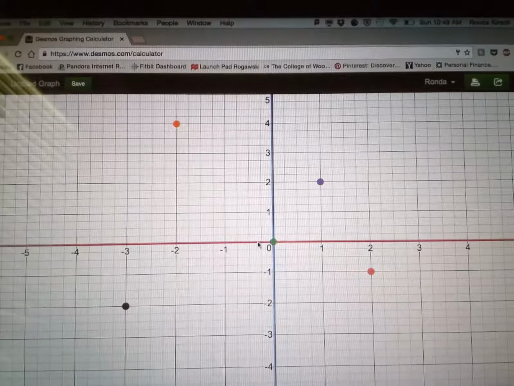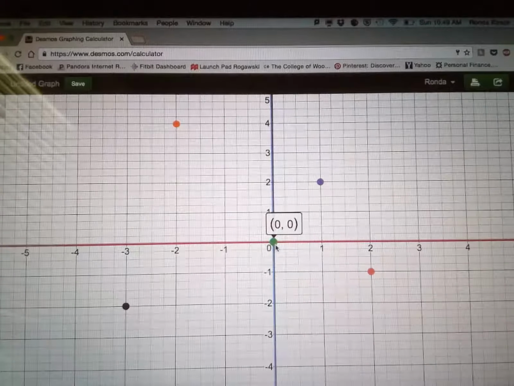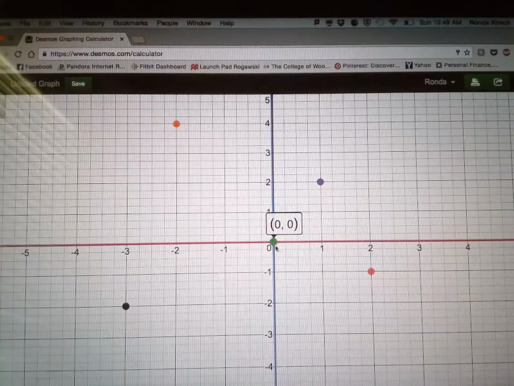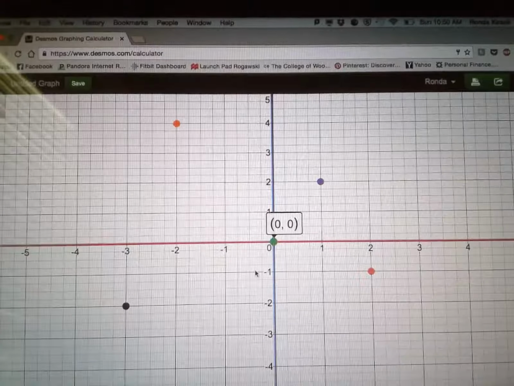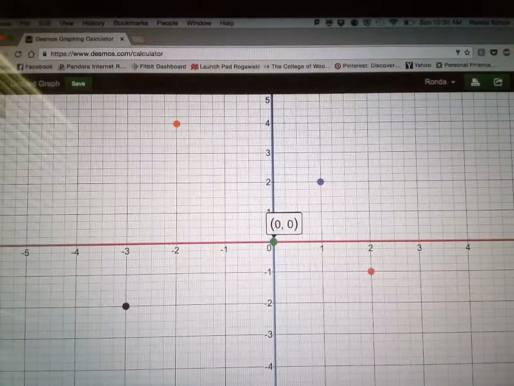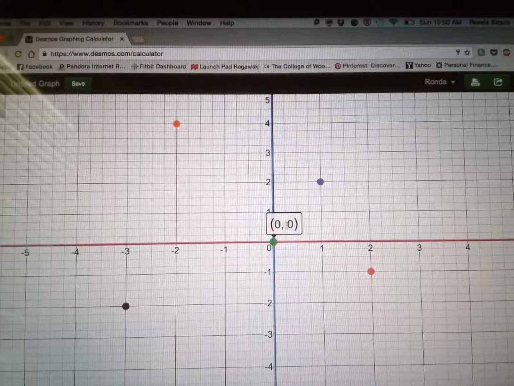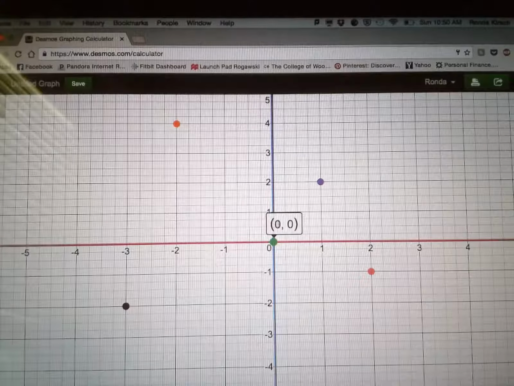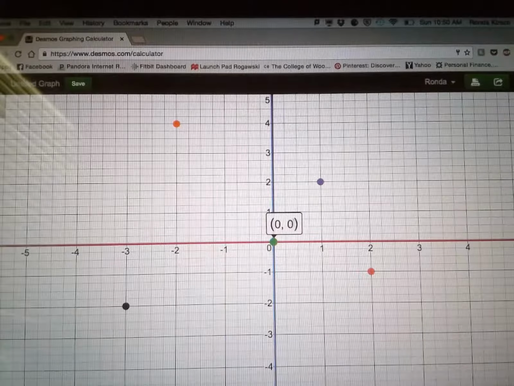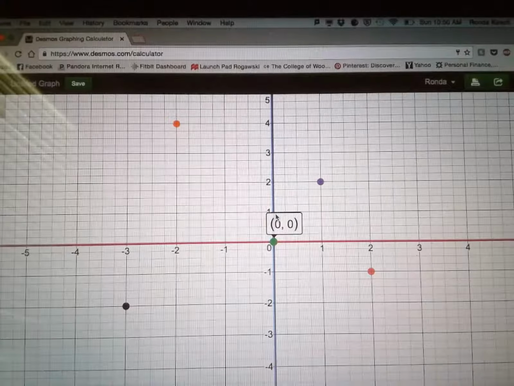So this green spot that I have highlighted right here, another wonderful thing about Desmos is that when you click on a point, it actually gives you the ordered pair. We haven't really talked about ordered pairs yet, but this is the intersection of the x and y axes, and we call it the origin. It's (0, 0) because basically it's that intersection. Usually the first number is the x value, and the second one is the y value, and since we're at 0 on both x and y, that's why the origin is (0, 0).